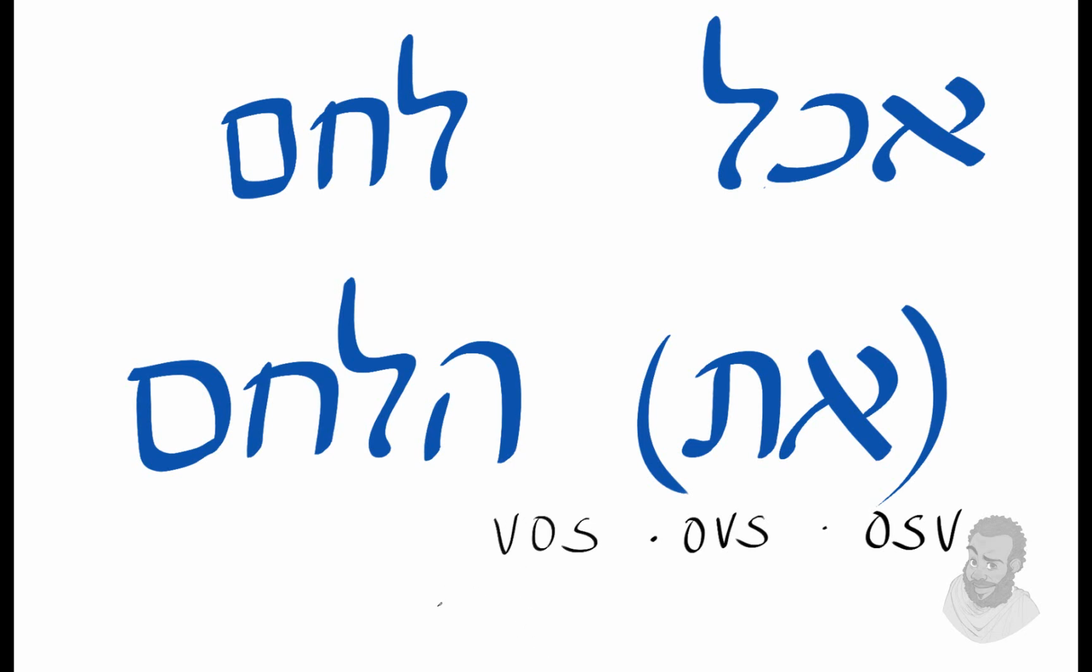SOV, VOS, and then OSV. Okay? So I want you to do all these five. Put it like that. And then you write what is being emphasized in each one, or what isn't being emphasized in each one. So, b'hatzlacha, good luck, and I hope you guys learned something out of this.